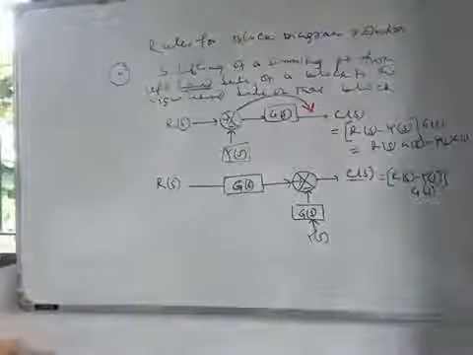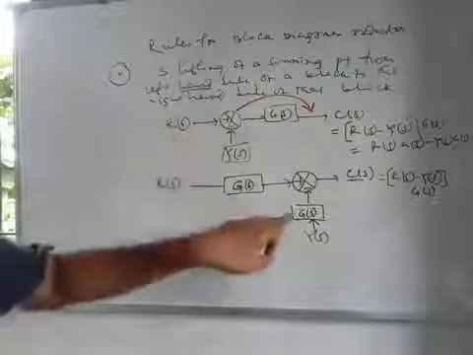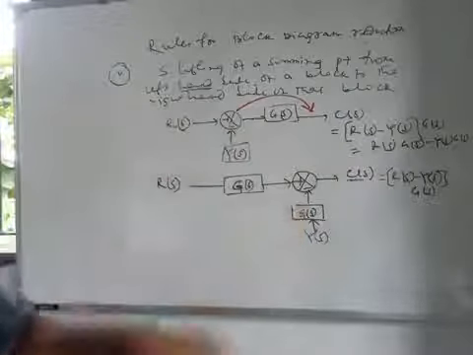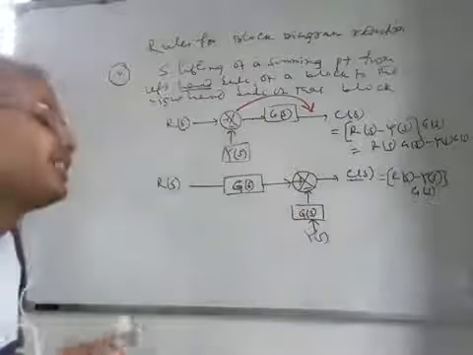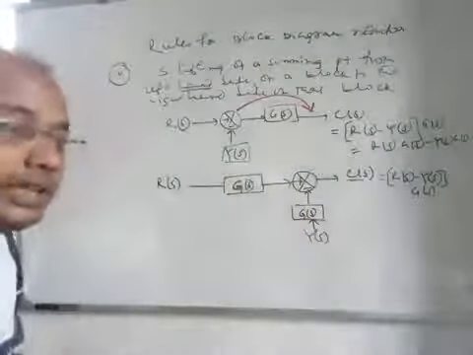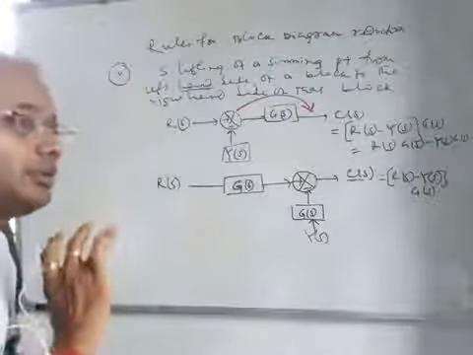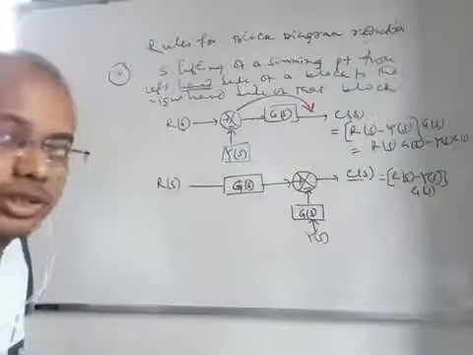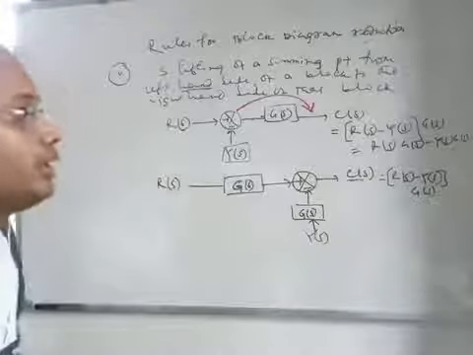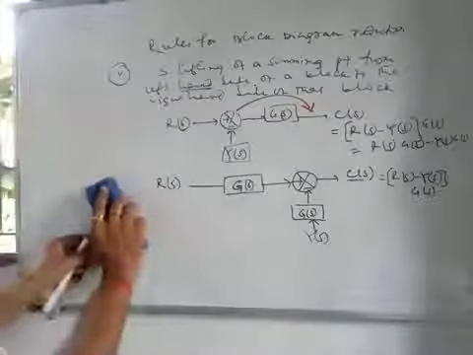So when you shift the summing point from the left hand side to the right hand side, that gain is multiplied to the path, right? So this is the way and the manipulations required to solve any kind of complex block diagrams to reduce it to a single block diagram, right?